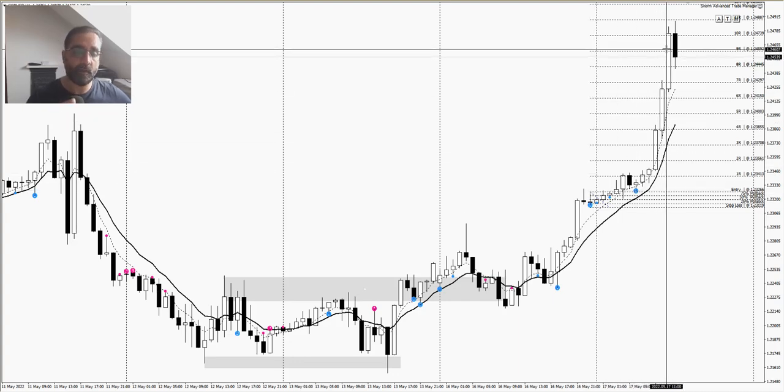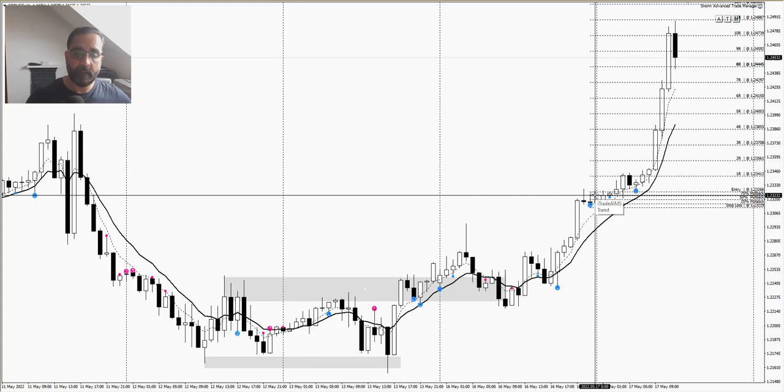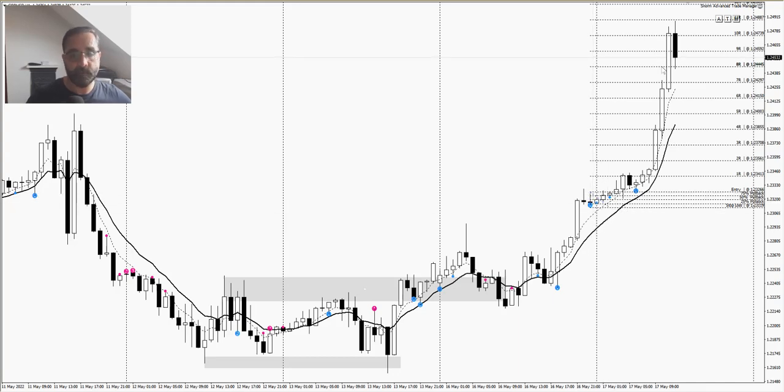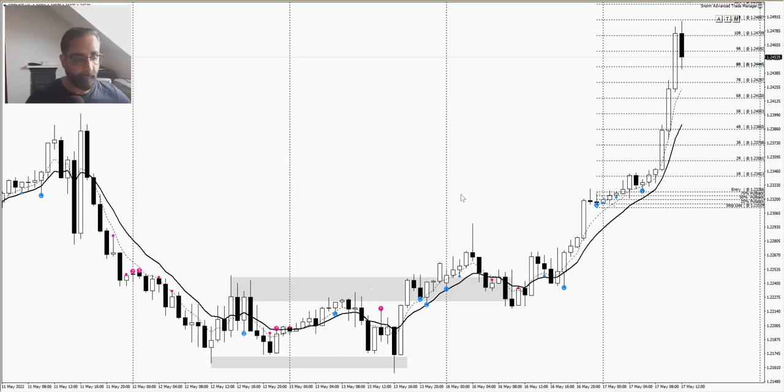So if you took a 1% trade on this around here, and then you set your 8% target or 10% target, that's just one trade to win the FTMO or the My Forex Funds Challenge. So there you go.